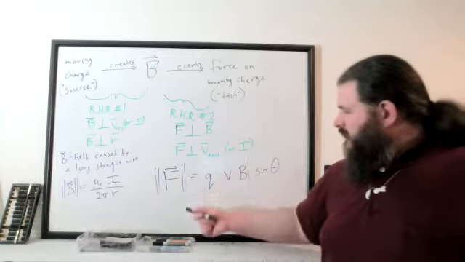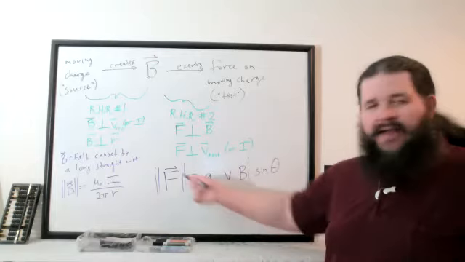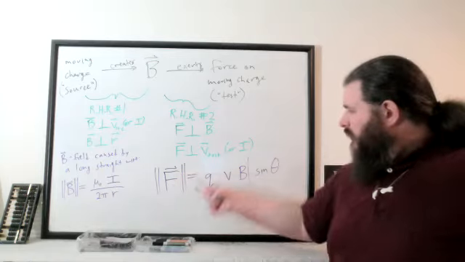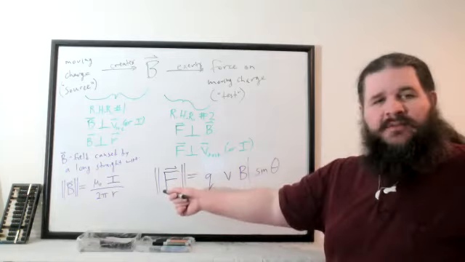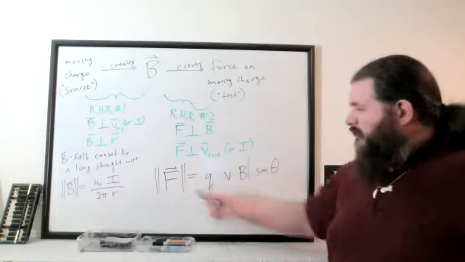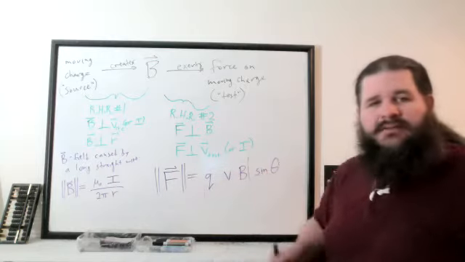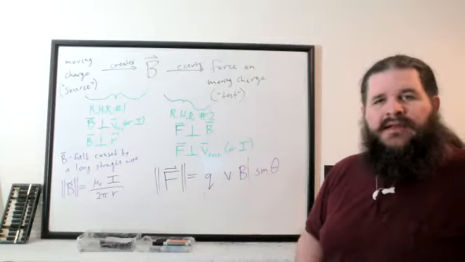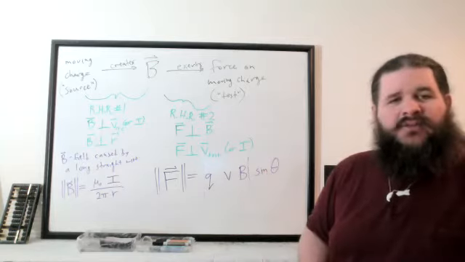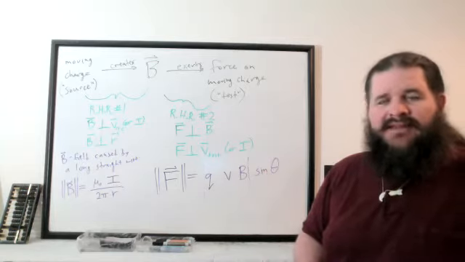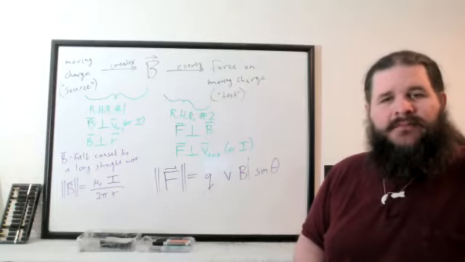But this just suggests that the more charge the particle has, the more force it experiences. The faster it's moving, the more force it experiences. A stronger magnetic field, of course, is going to mean a stronger magnetic force. And also the direction matters. This theta here is specifically the angle between the magnetic field vector and the velocity vector.